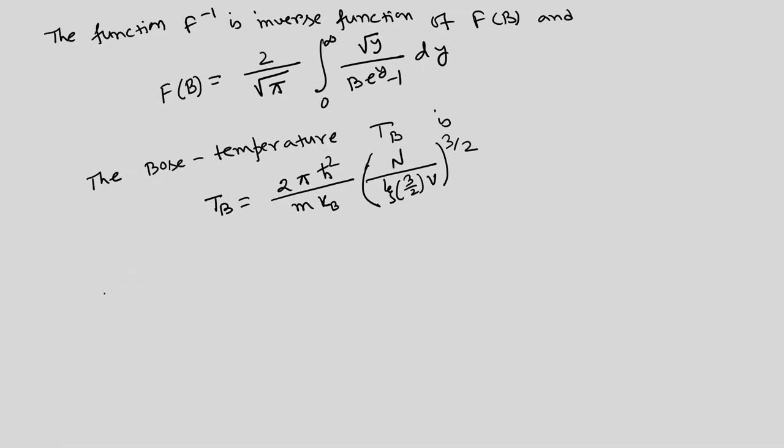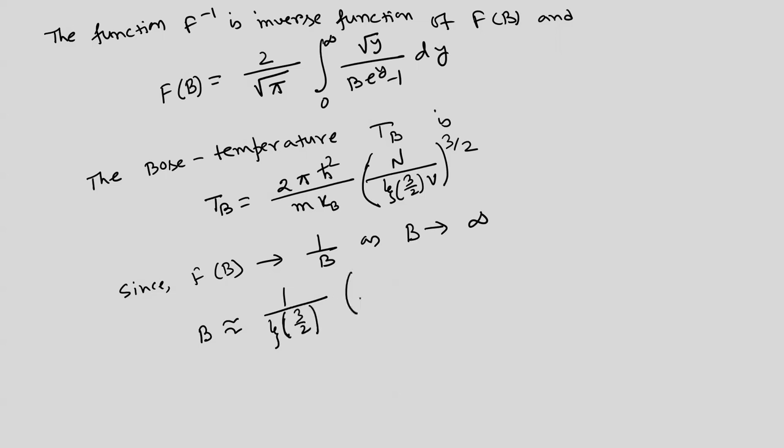Now note that since F_B goes to 1 by B as B goes to infinity, we can write B is 1 by zeta 3 by 2, T by T_B to the 3 by 2, for T much, much greater than T_B. And suppose this is our equation number 17.